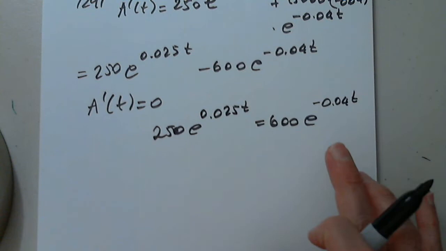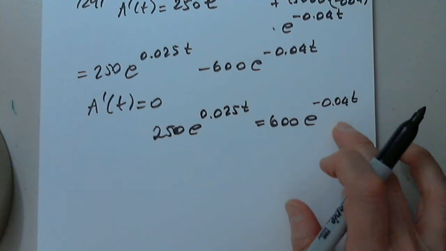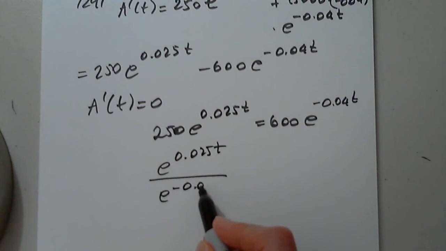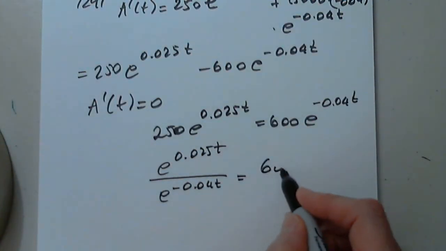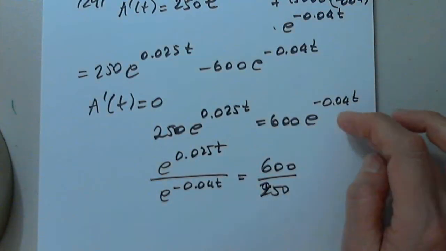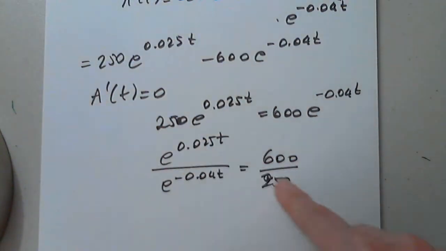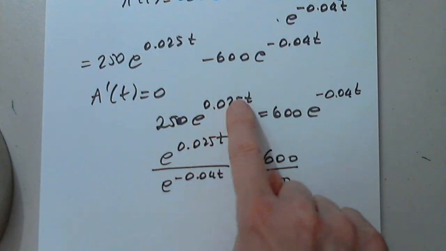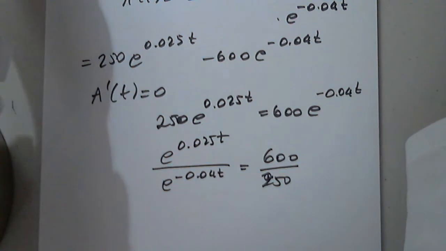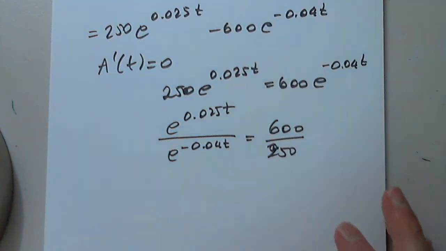Got it. So I will divide both sides by either one, it doesn't matter. So if I divide by this, then I have e to 0.025t over e to negative 0.04t, and here I have 600 over 250. So I divided both sides by this, and I divided both sides by 250. See, when you cross multiply, this times this is here, this times this is here. Thank you for asking about this problem, by the way. I think Jelen asked about it, but now I realize what the problem was. It was just solving such an equation.